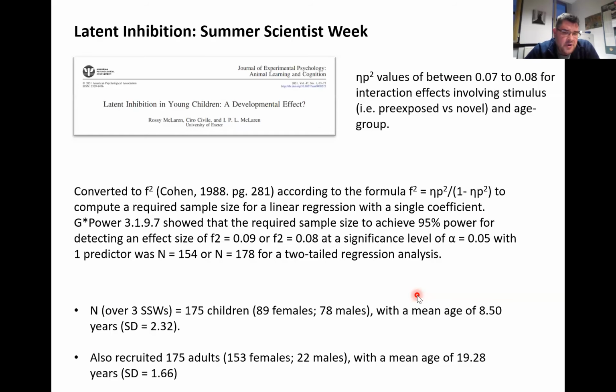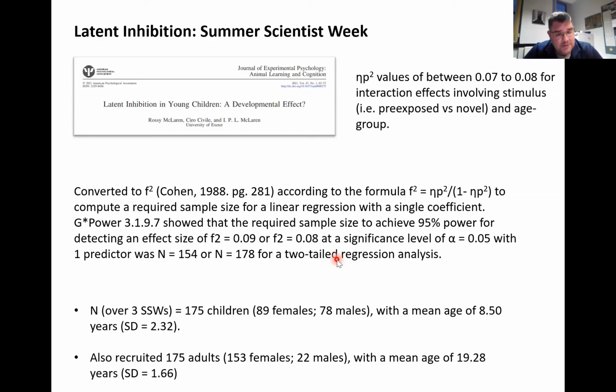We needed to decide how many children we needed to run. So we looked at the most recent study of latent inhibition in young children. This was the 2021 paper by McLaren and colleagues. They reported partial eta squared values of around 0.07 and 0.08 for the crucial interaction that involved age group and stimulus. We were quite keen to run regression for our analysis, however. We were of the opinion that age is a continuous variable, so we treat it as such rather than clumping children into age groups. So we converted their partial eta squareds to f squared. It's always a pleasure to read Cohen's book. And G*Power told us that we probably need somewhere in the region of 154 or 178 children for regression with one predictor that was two-tailed.